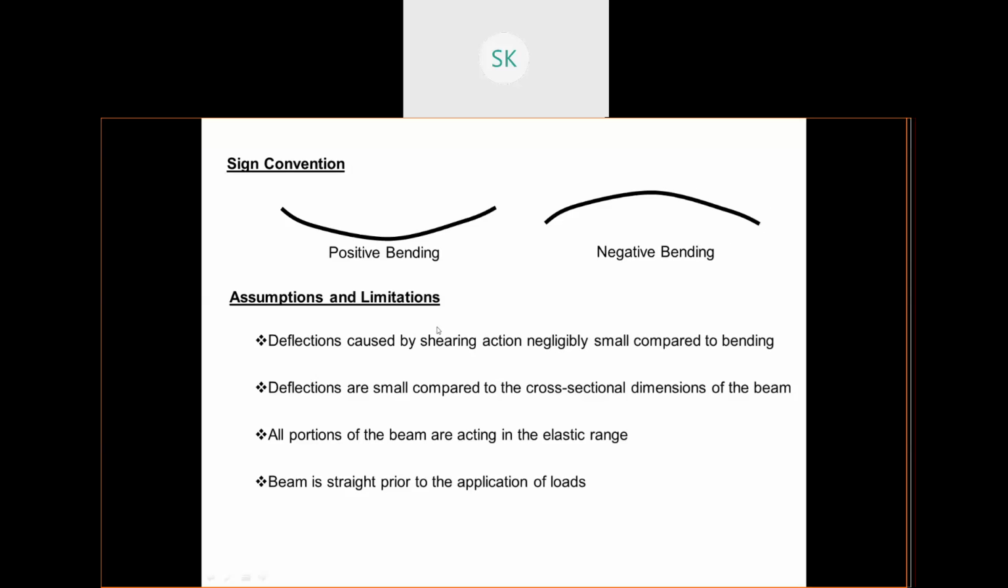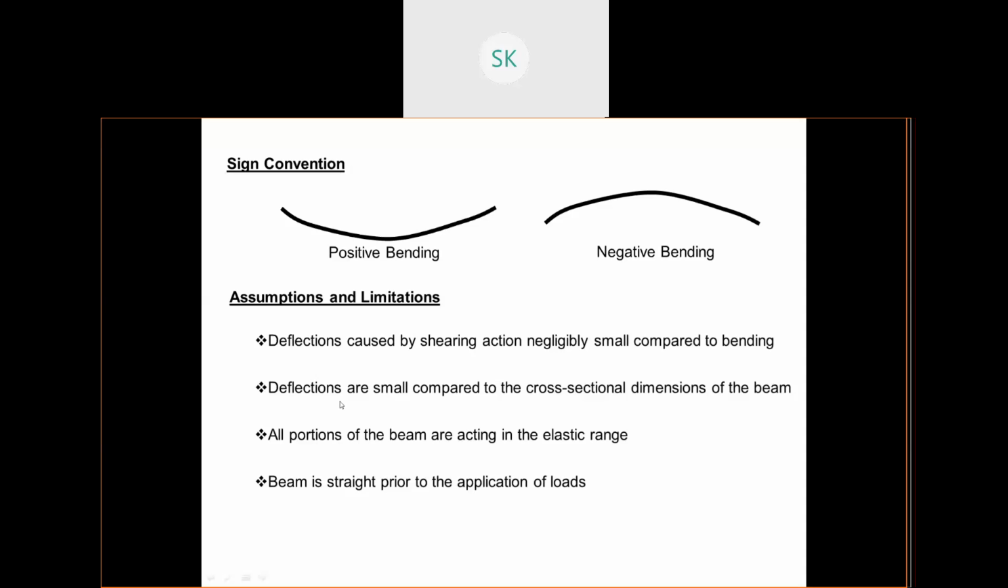What are the assumptions and limitations? Deflection caused by shearing action is negligibly small compared to bending. So in deflection of beams, we have not considered any shearing part because it is very negligible in amount. We have considered the pure bending case. Deflections are small compared to the cross-sectional dimension of the beam. Suppose your beam has a size of 400 mm by 300 mm and it is 9 meters long. The deflections are very small compared to the cross-sectional area. And if you get a large deflection, then you will be out of your job. The boss will throw you out.